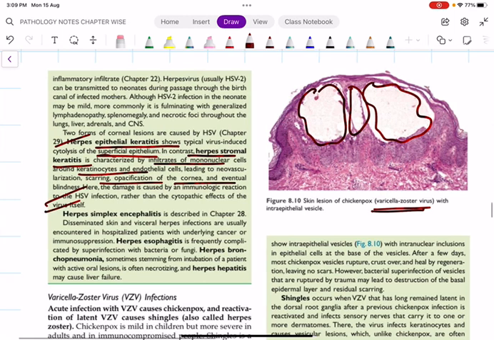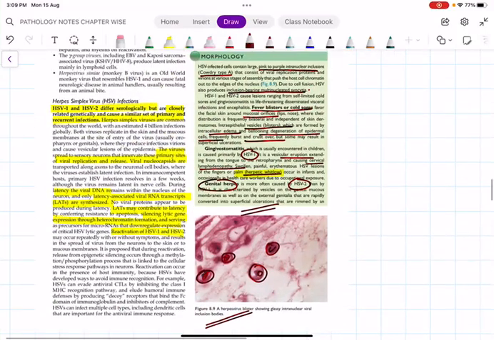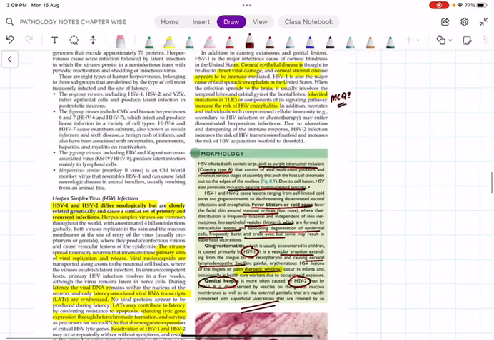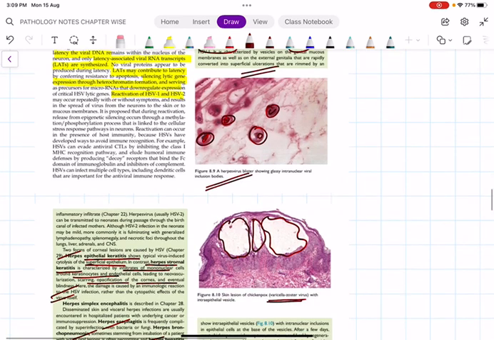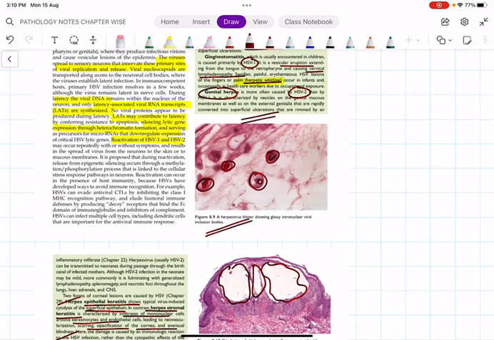Then I told you herpes simplex encephalitis is associated with increased risk in inherited mutations of toll-like receptor 3. Then herpes esophagitis, bronchopneumonia and herpes hepatitis may also cause liver failure. Just remember about Cowdry type A inclusion body, herpetic whitlow, fever blisters. Then genital herpes is caused by HSV, what is that? HSV2. Fine?